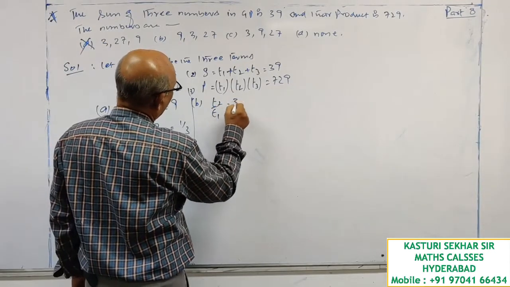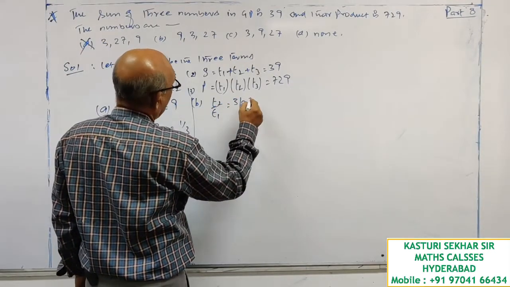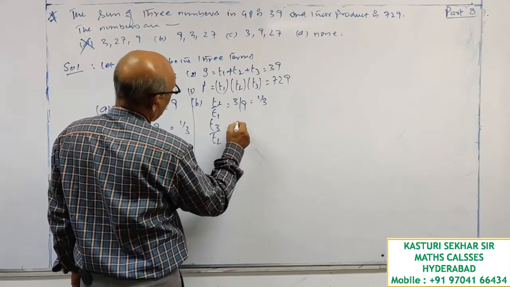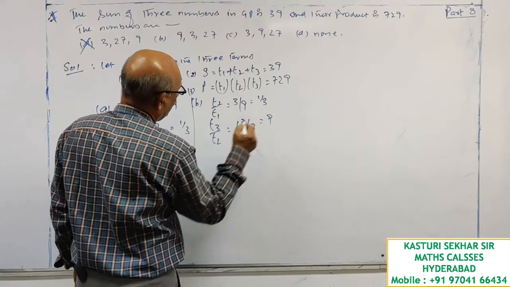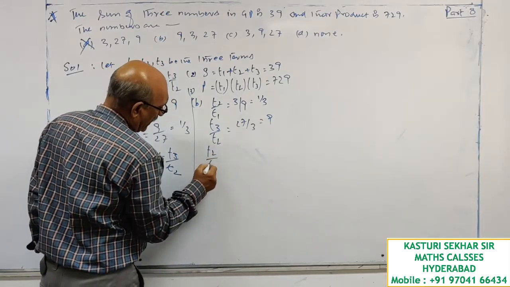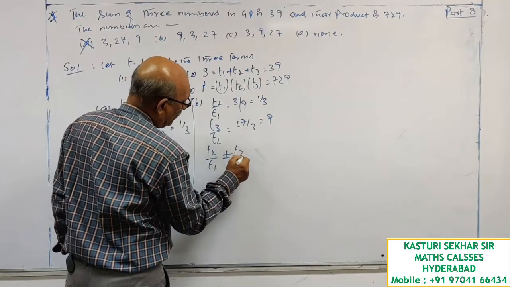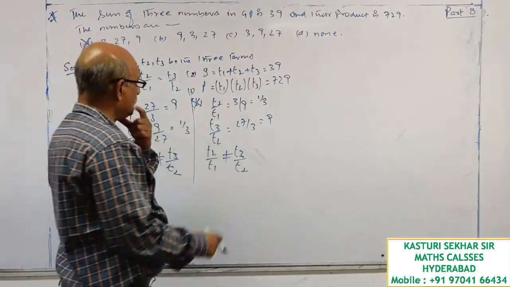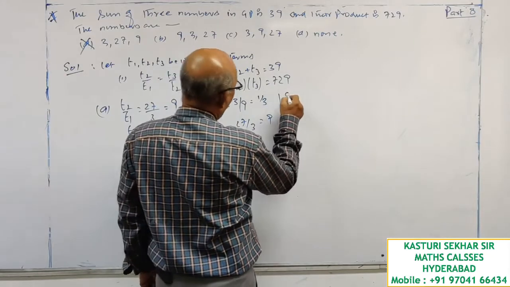T2 by T1 is equal to 3 by 9, this is 1 by 3. T3 by T2 is equal to 27 by 3, this is 9. T2 by T1 is not equal to T3 by T2. Option B is not the answer. Option C.